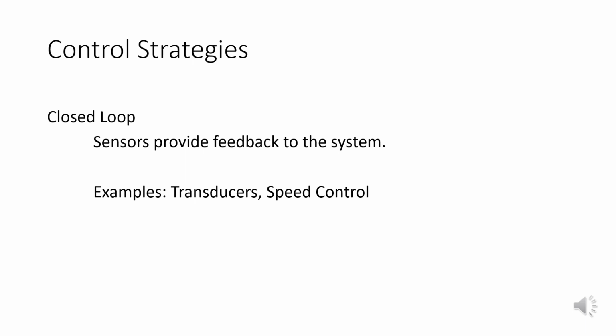Another example is your cruise control on your car. You set it at 60. If it goes below 60, it speeds up. If it goes above 60, it slows down. There's that feedback mechanism.